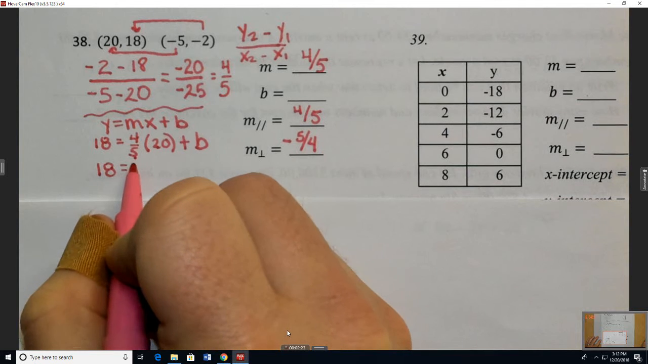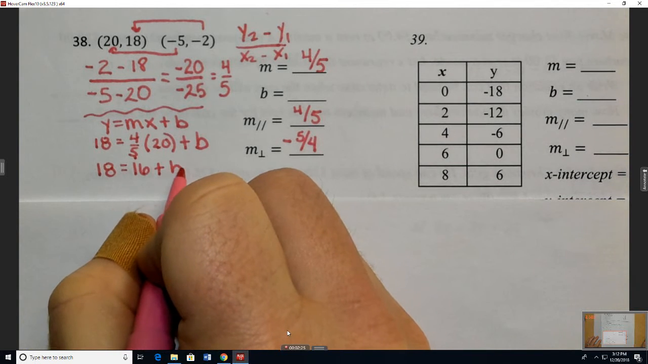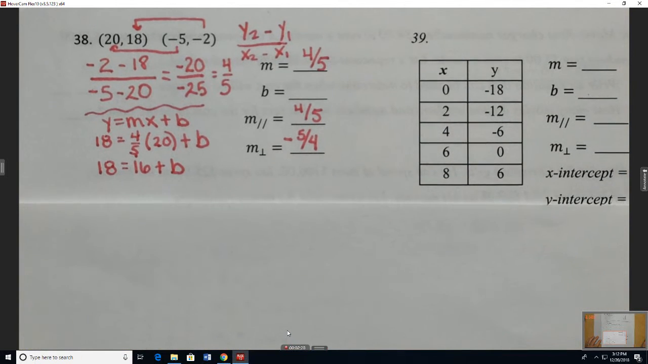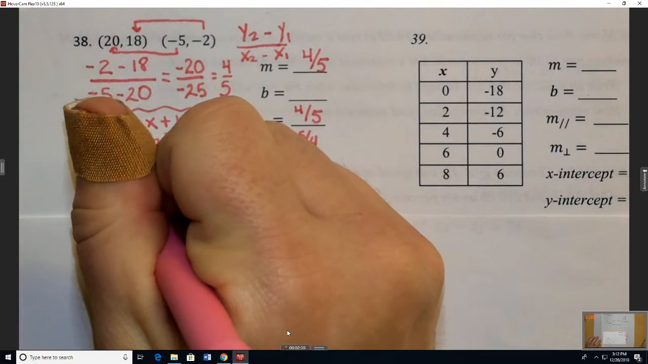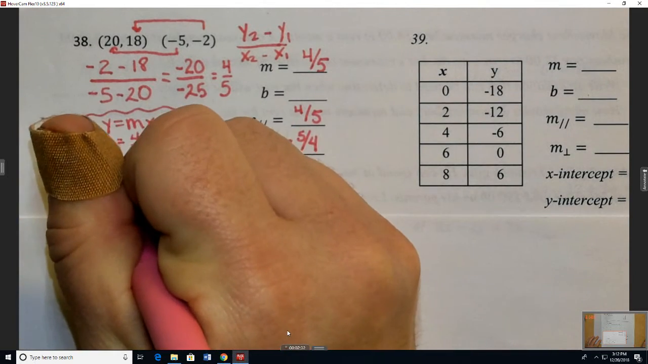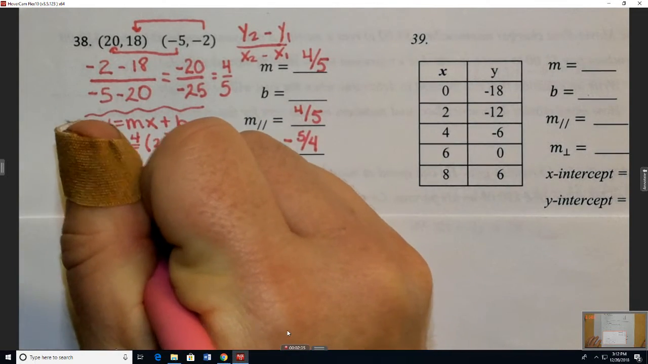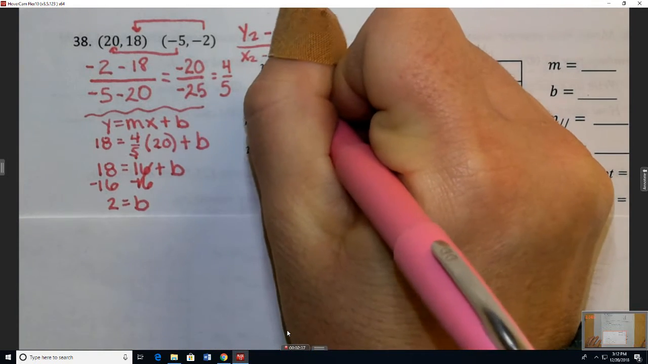So we'll bring down the 16, the 18 and the b, and then our last step here is to subtract 16. And we get that b is 2.